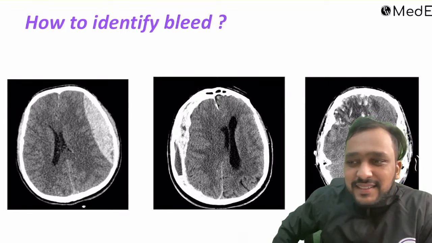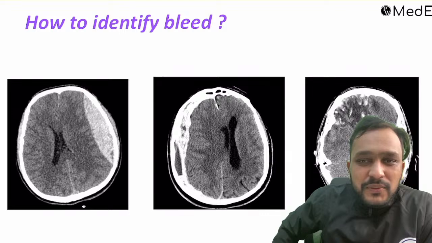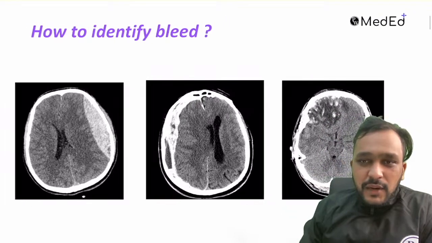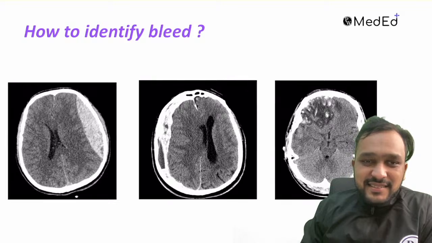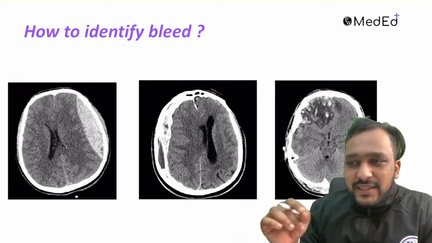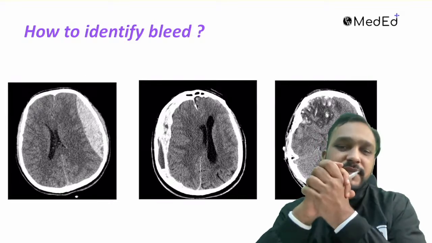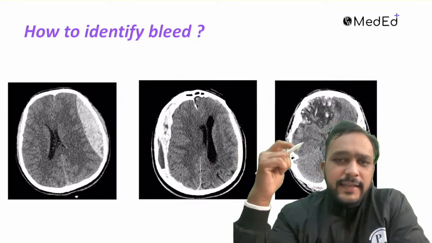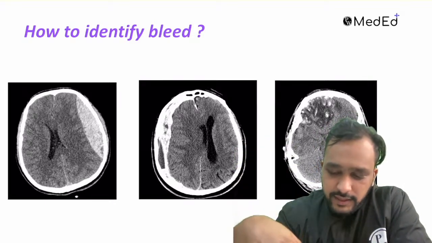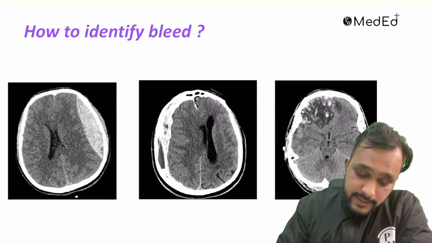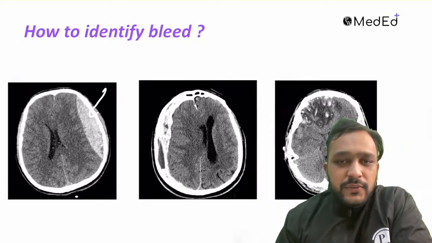Now let us see how you are able to identify a bleed on the NCCT head. How to identify a bleed on the NCCT head images. Any bleed on the NCCT head images, guys, is going to appear bright, right? It is going to appear bright. So in the first image, we can see a hyperdense area that you are able to see.